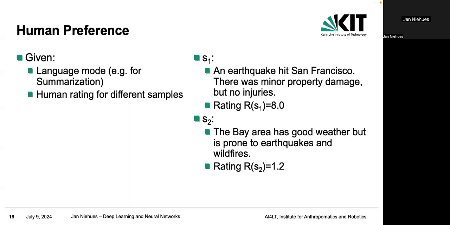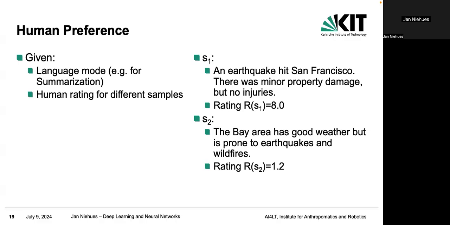So, for example, if you have the summary, what you would like to have is, so there are two summaries. The earthquake hit San Francisco. There was minor property damage, but no injuries. If it's like a news article about an earthquake, that seems to be quite a good rating. It should be. The other one: the Bay Area has good weather, but it's prone to earthquakes and wildfire. It's not wrong. I mean, this claim is somehow correct, but it's not really helpful for a summary about some earthquake in the Bay Area. So you would get a lower rating.